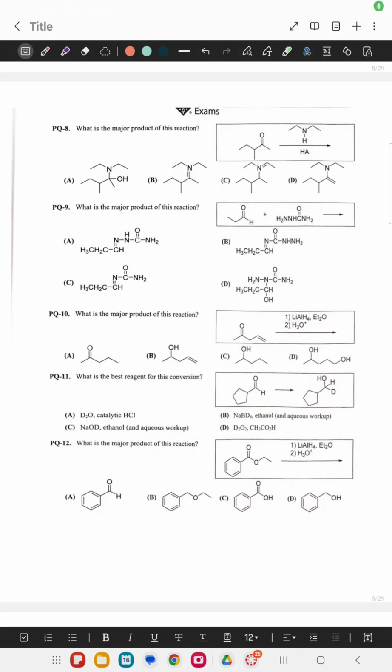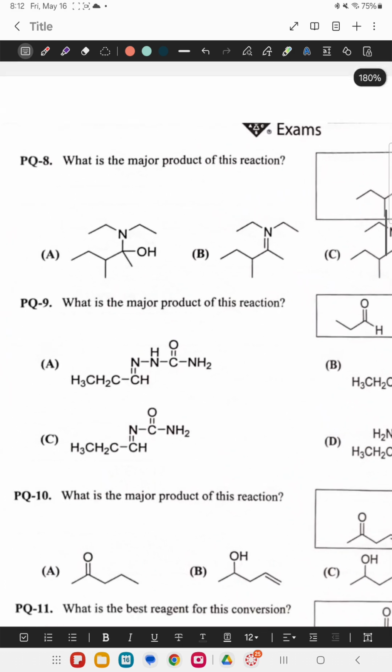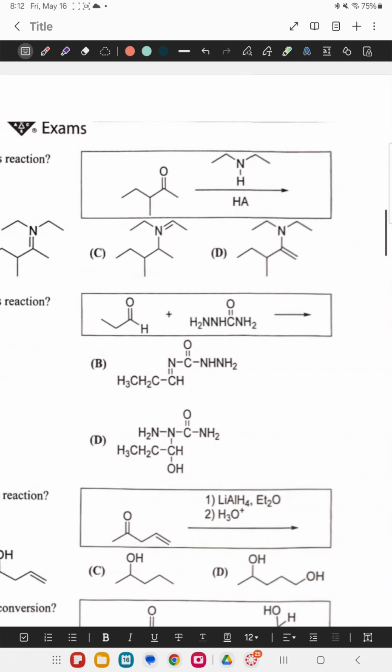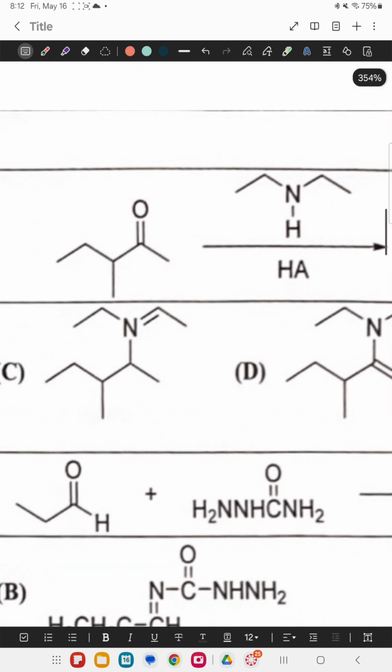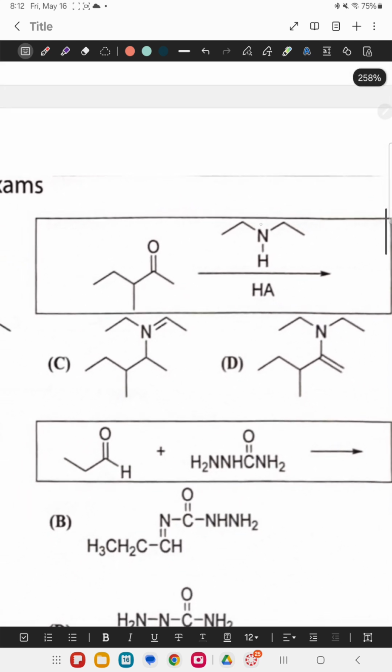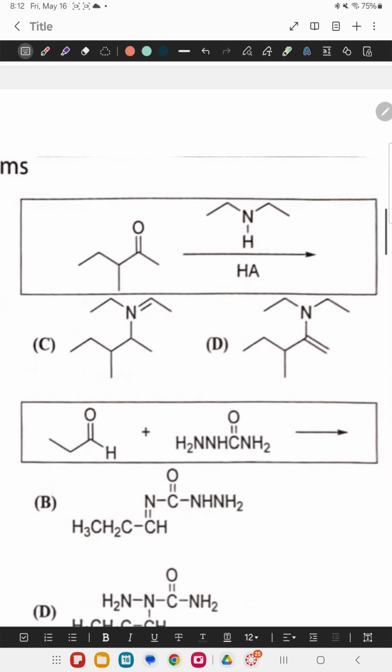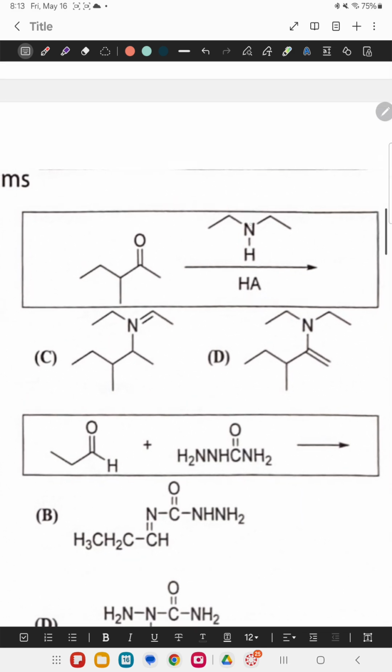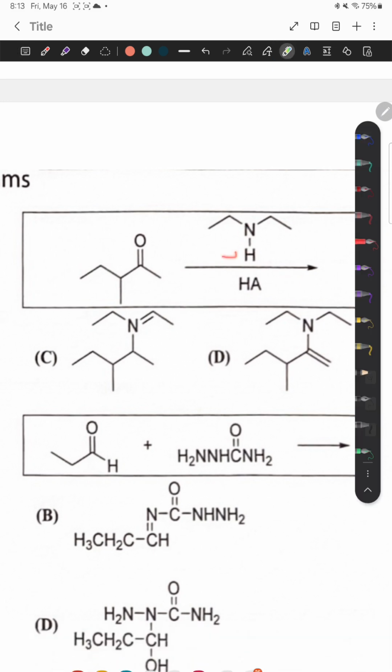I'll be showing you how to solve number 8 of chapter 13 of the ACS study guide, which asks, what is the major product of this reaction? Now, looking at the reagents, we can see that this nitrogen will be reacting with the ketone and will be replacing the oxygen.